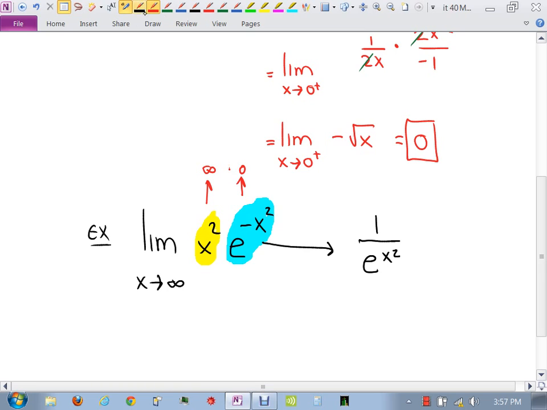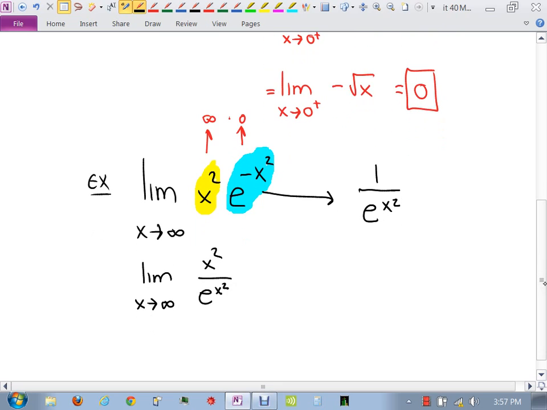So if I were doing this problem, I would choose to drop the e to the negative x squared down, and it would just be x squared over e to the x squared. See, you wouldn't even need to write 1 over it. Because it already has the negative exponent, you could just drop it to the bottom. So these are the same exact problems. And now you have infinity over infinity, and you can apply L'Hopital.